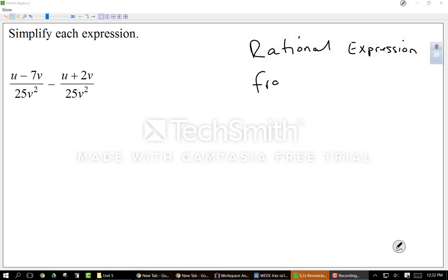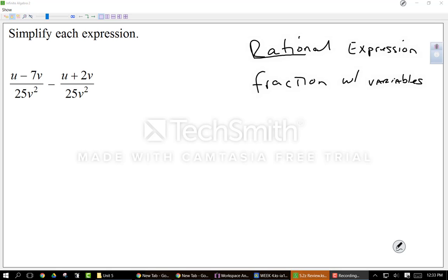The reason why it's a fraction is because of the word ratio in the word rational. That means fraction, and it's a fraction with variables. Usually they're in the denominator, but they can be in the numerator. It really doesn't matter. They could be in both. They can be different variables. It doesn't necessarily matter.